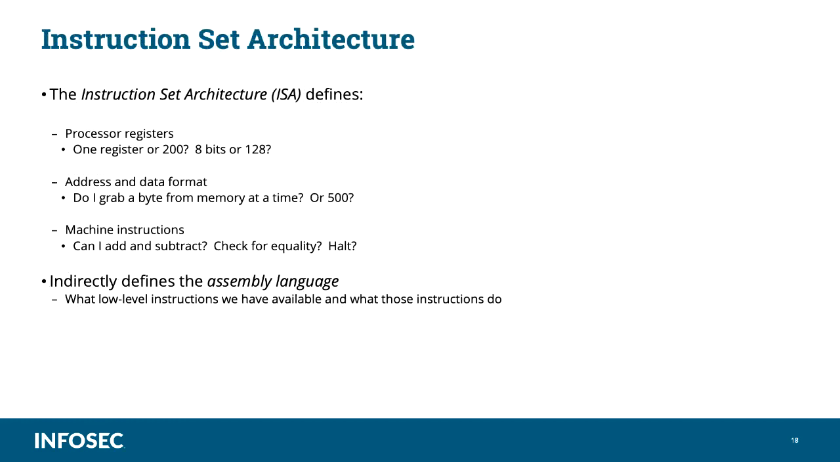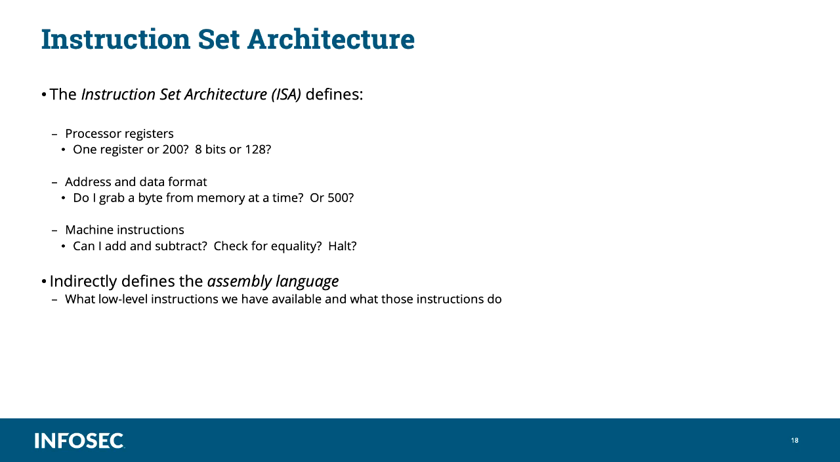So what is an instruction set architecture? The instruction set architecture, more commonly abbreviated to ISA, essentially defines the processors or registers for that instruction set. While this class is focused on x86, right now we're more generically talking about architectures. An ISA defines how many processor registers there are to be. Is there one register? Is there 200? Are they 8 bits? Are they 128? So it defines the registers that are available on the processor, how many of them, and their size.